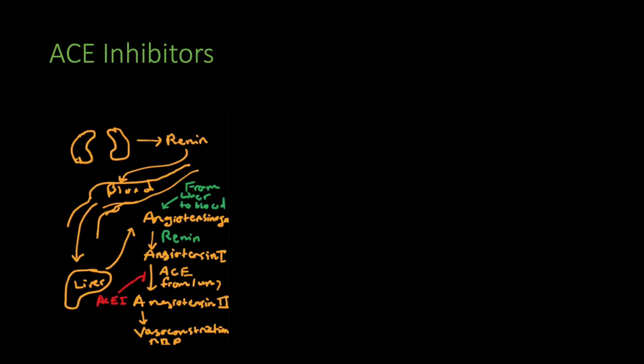Now, when an ACE inhibitor is taken, it is blocking the mechanism where angiotensin 1 is converted to angiotensin 2 by blocking the ACE, which is in the lungs.